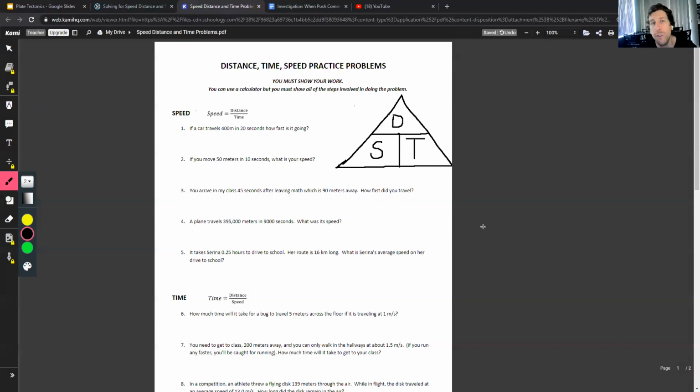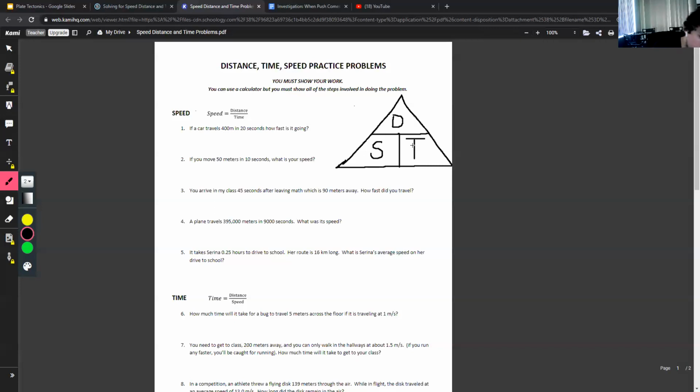And what I want you to understand is that if you can remember to draw this triangle with the D in the top and the S and the T on the bottom, you will know all three of your formulas. So let me show you how you use the triangle. Today, what you're going to do is cover up the variable that you need.